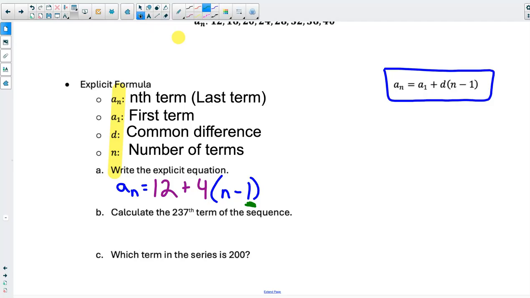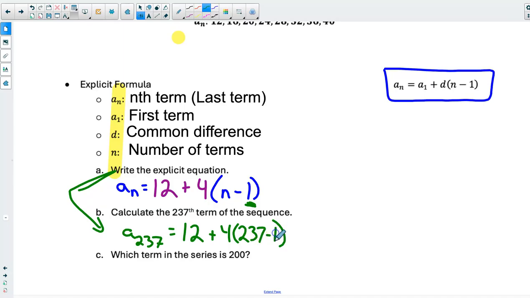Now, we got to calculate. So calculate the 237th term. Explicit equations give you different terms. So I'm going to go ahead and plug this in. So I'm going to calculate 237. So n is the 237. So I'm going to change that. And then I'm going to have 12 plus 4. And now I put 237 in for n, and I put minus 1. What is 237 minus 1?